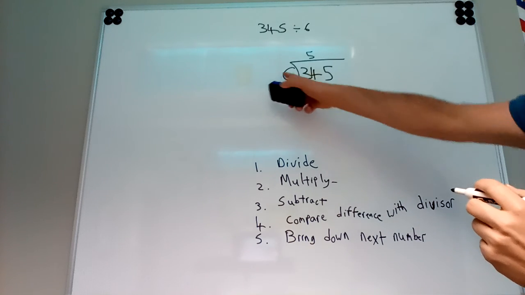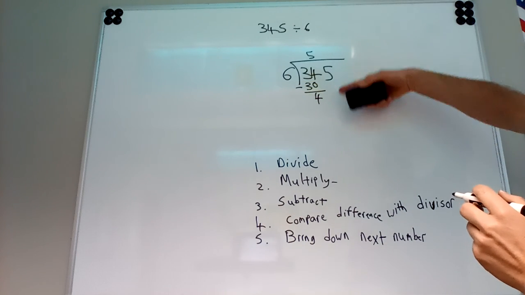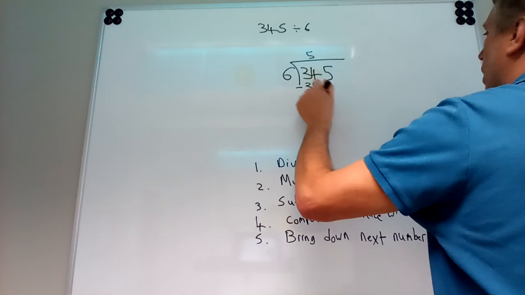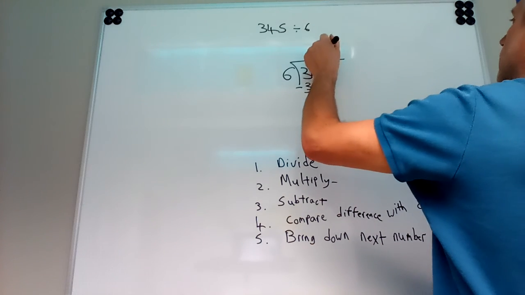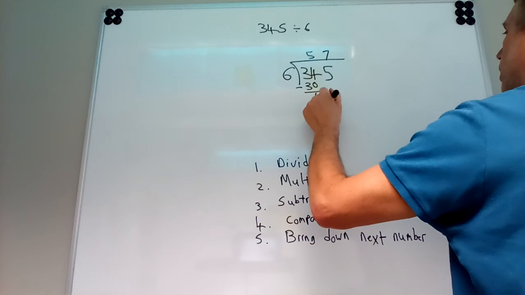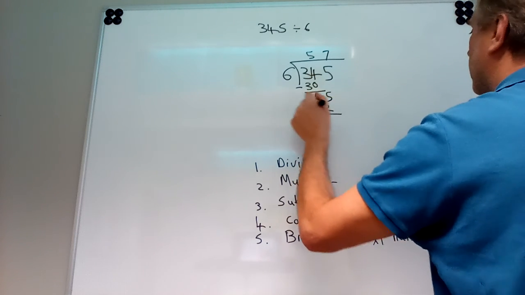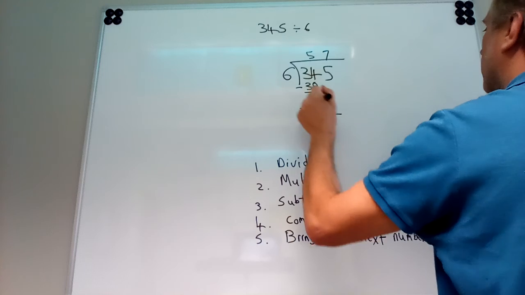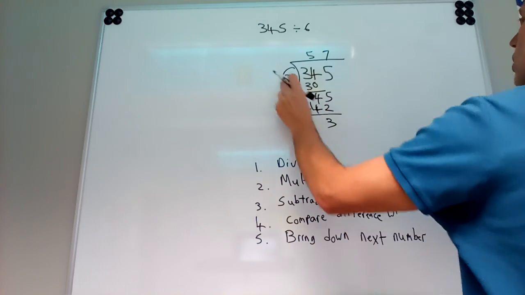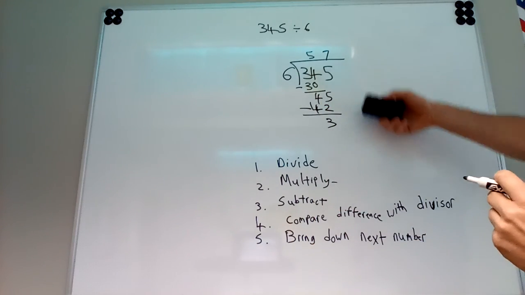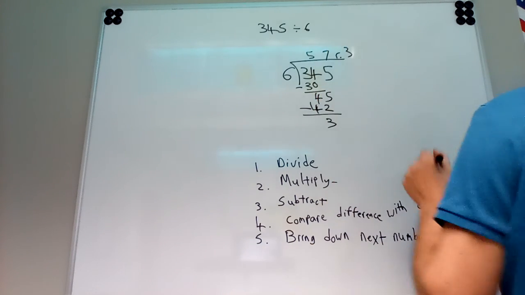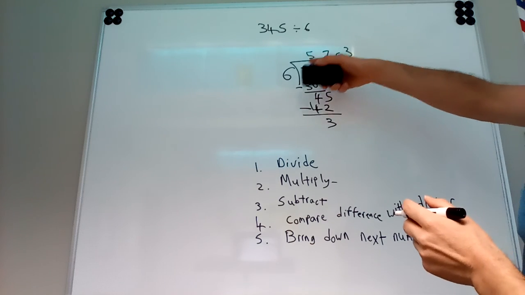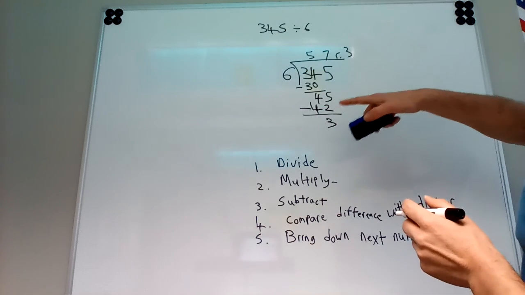Well, 4 is smaller than 6, which is good, so I'm going to bring my 5 down. Now, how many times will 6 go into 45 without going over? That would go 7 times. 7 times 6 is 42. You subtract that, and it gives you 3. Now this number is lower than this number, and there's nothing else to bring down, so that would be my remainder, 3. So we could check it by multiplying the 57 by the 6 and adding the 3, and it should come up with that.